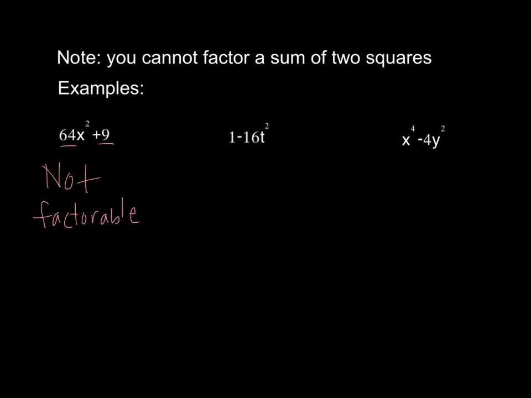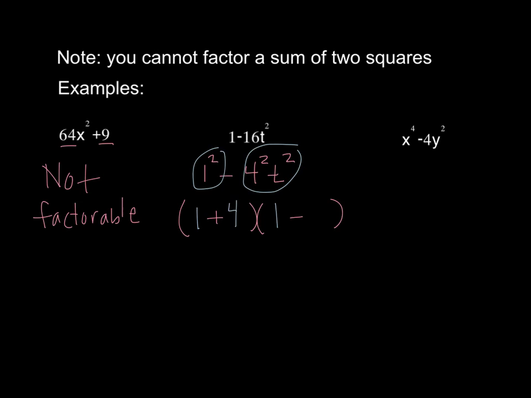For this next example, we know that 1 is 1 squared, 16 is 4 squared, and we will break this up into two factors. One of them will be plus, and one of them will be minus. The thing that is squared here is 1, and for our second term it is 4t. And there we have the factored form of 1 minus 16t squared.